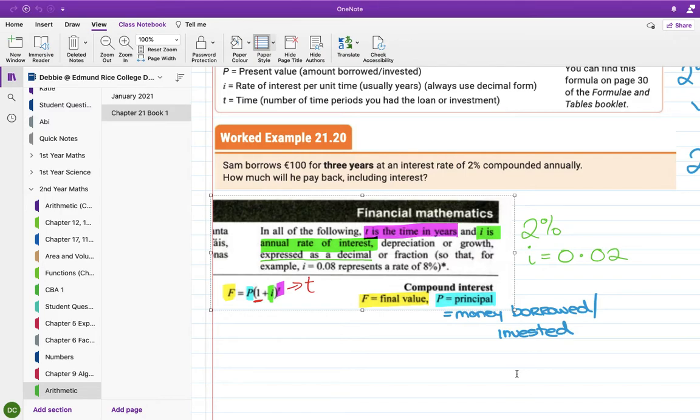Okay, so like you saw me snip that out of the formula and tables book, that is there for you. It tells you that it's compound interest. You have all these letters, but literally on the page it explains what each letter stands for. Okay?